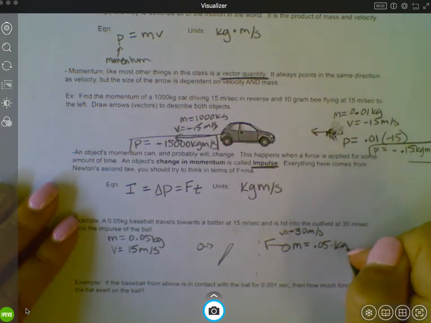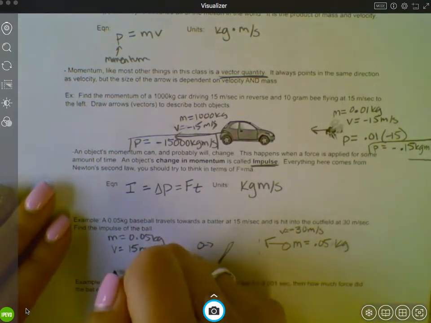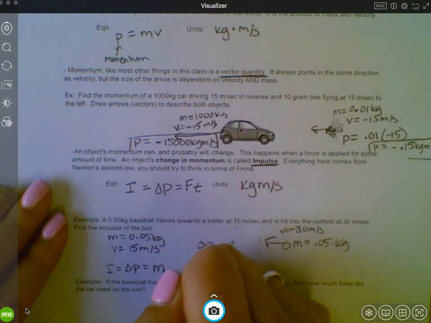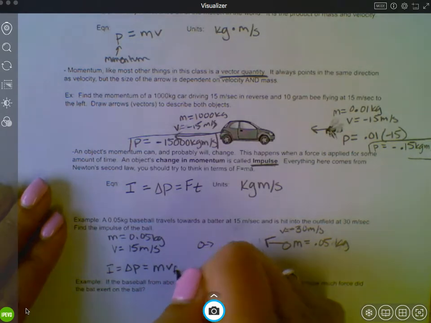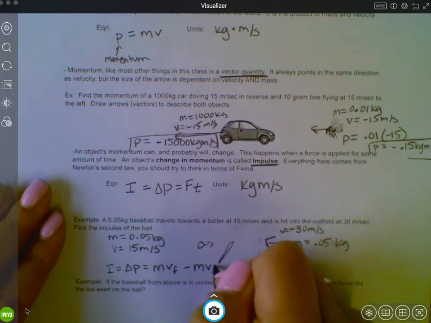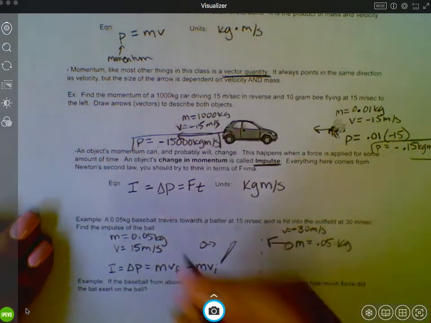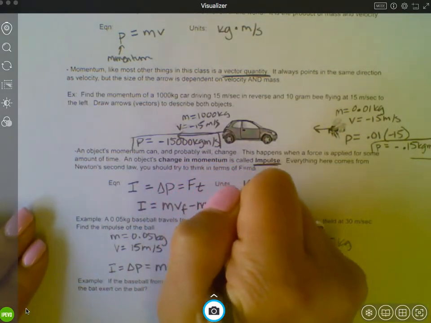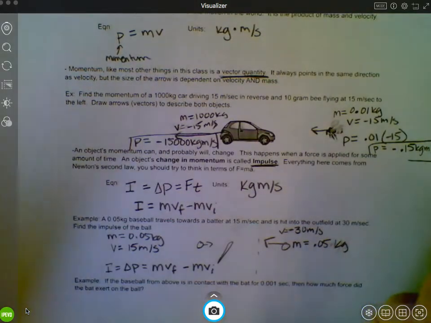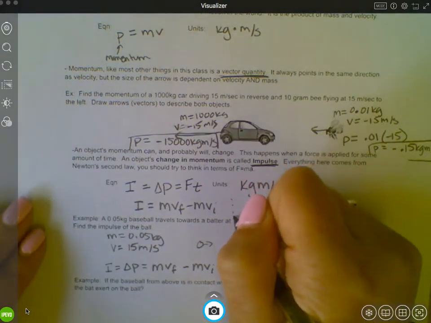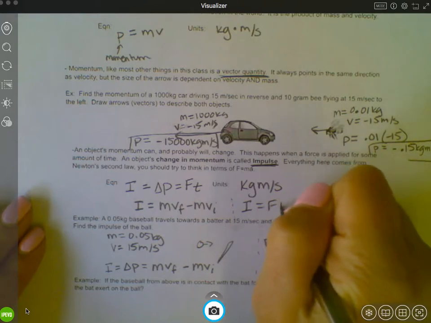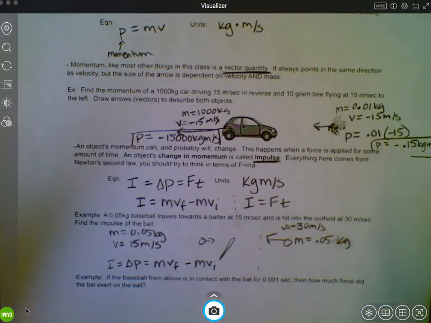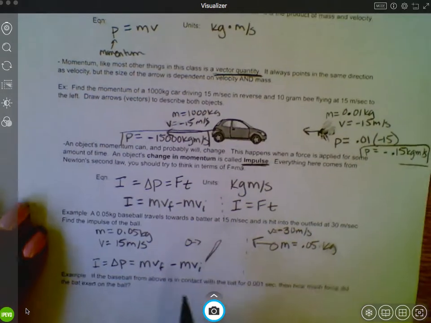So the impulse is going to be the change in momentum, which is mass times velocity final minus mass times velocity initial. And we can actually add that over here: m v final minus m v initial. That's one of the equations. The other equation is I equals force times time. Depending on what you're given, you'll use these two different equations. This is just a repeat of what's here.